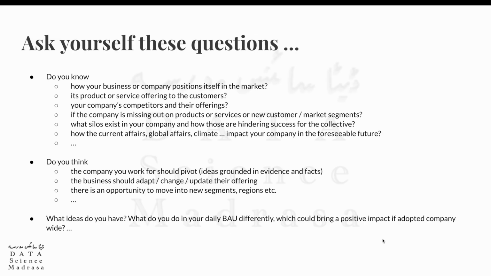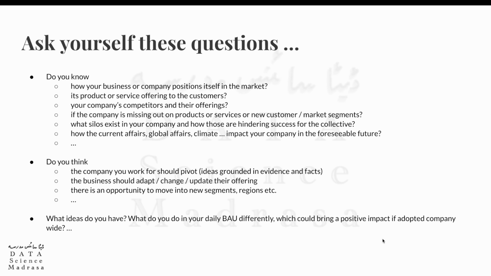If you're in a role already, perhaps your first job or in your early career, or even if you're in your developed and mature career in a different discipline, ask yourself these questions. Do you know how your business or company positions itself in the market? How does it differentiate itself compared to its competitors? Who are its competitors? What are their offerings?